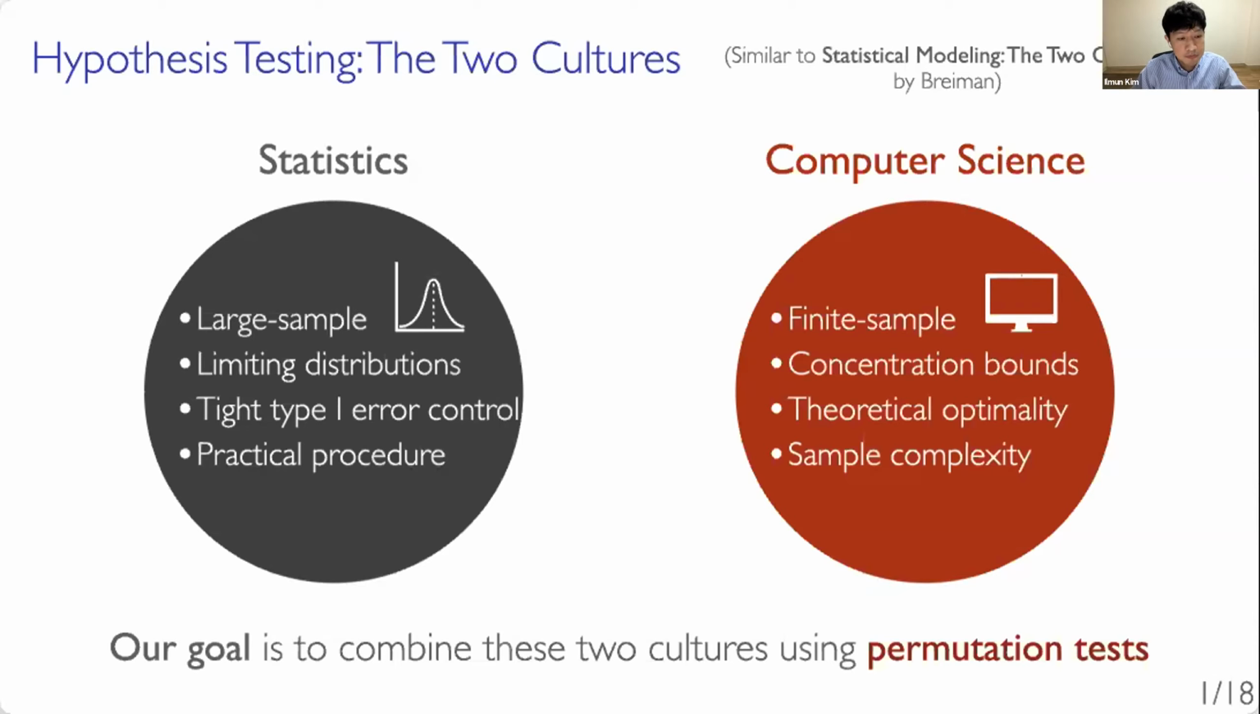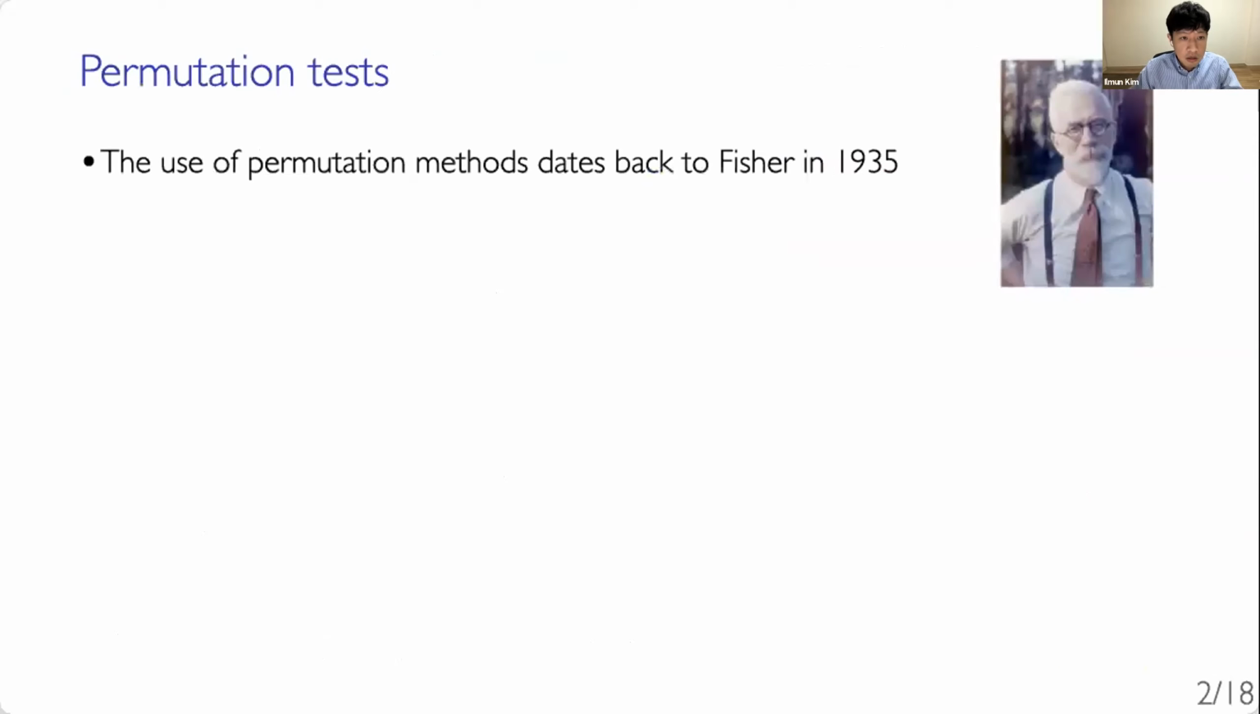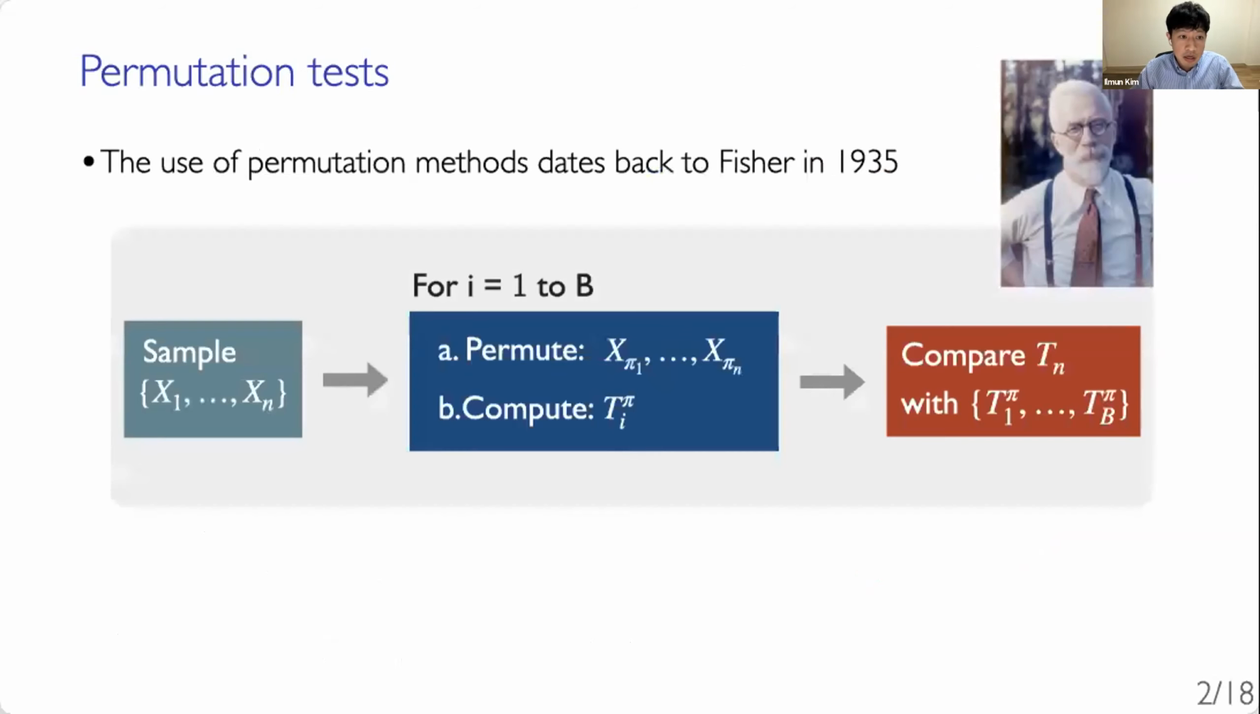some practical issues. So in this context, the goal of the study is to combine these 2 cultures using permutation test, which has finite sample validity as well as theoretical optimality. Okay, so the use of permutation methods dates back to Fisher in 1935. And I believe that many of you are already familiar with the permutation test. So let me very briefly walk you through the procedure.